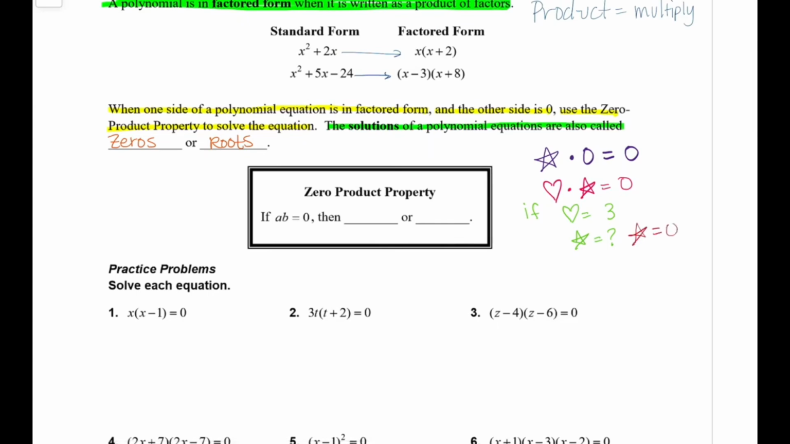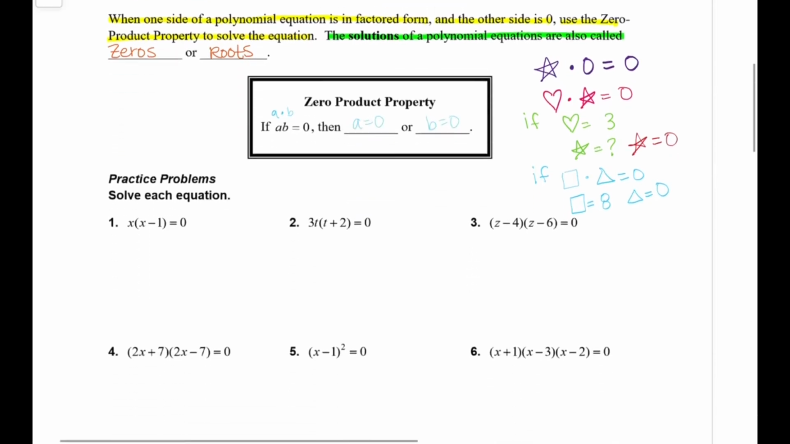So let's try one more. If I were told that a square times a triangle equals 0, and then I was told that the square is equal to 8, the triangle would have to equal 0 because 8 times 0 equals 0. So let's look over at this zero product property. If I am told that A times B equals 0, then either my A has to equal 0 or my B has to equal 0.